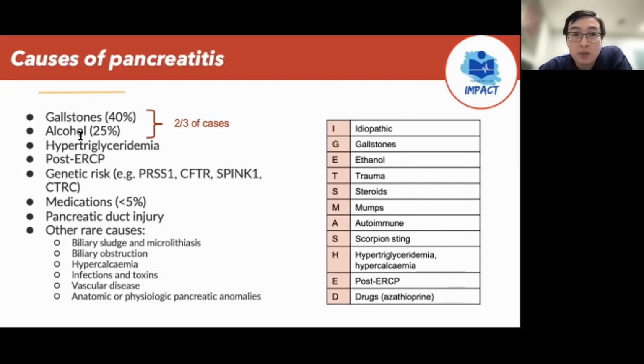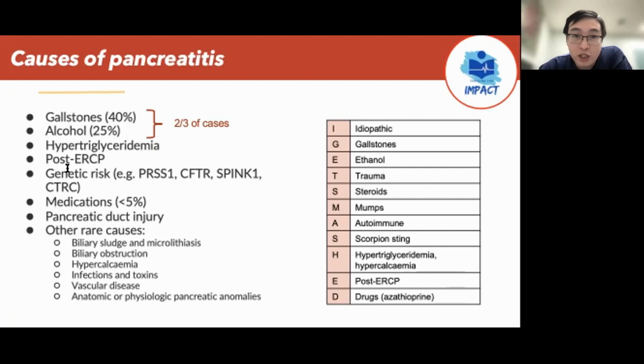Alcohol is the second most common cause, accounting for 25% of cases. Elevated triglycerides is an important cause. Usually it's significantly elevated triglyceride levels, so above 11 has been shown to precipitate attacks of acute pancreatitis. Post-ERCP is probably not that commonly seen. Therapeutic ERCP, where you actually remove some stones, has been associated with a higher risk of pancreatitis.